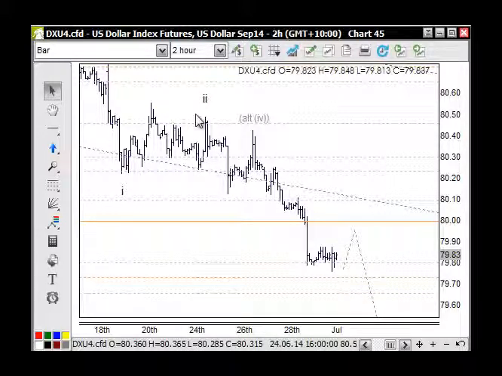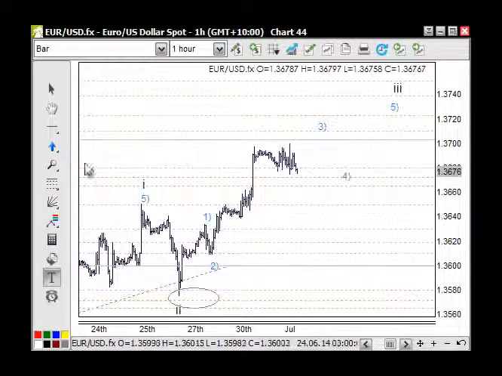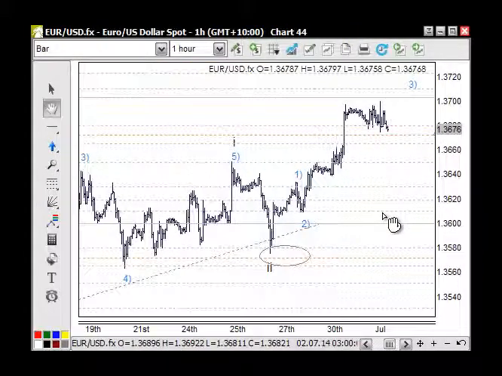This particular structure that's unlabeled here still has further to move to the downside, which leaves this market oversold at this point, but the momentum is still pointing to the downside. So the euro has still got space to the upside as well.